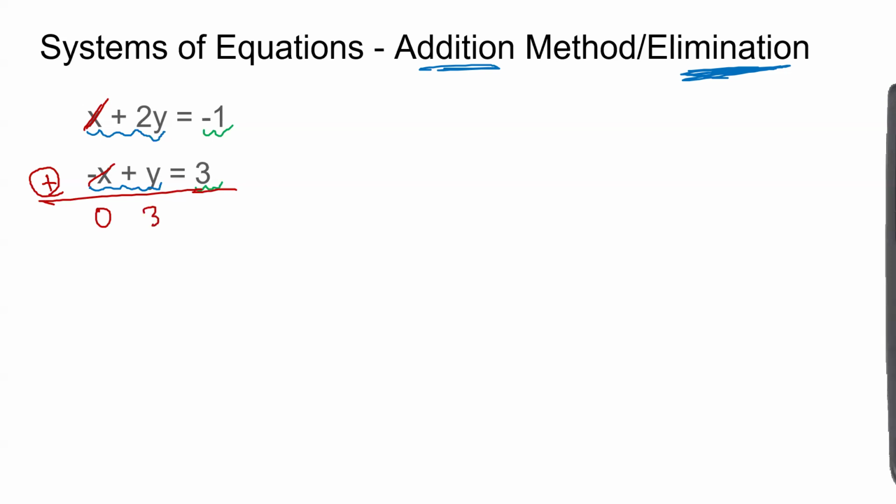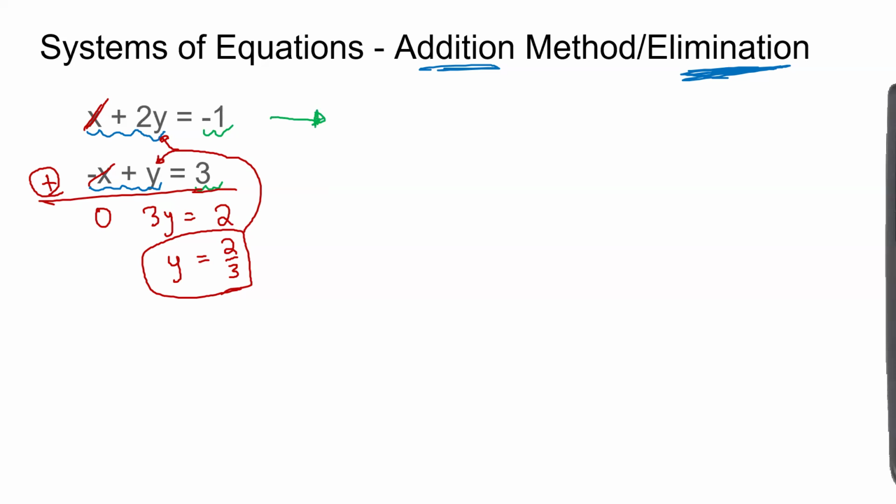2y plus y would be 3y. Remember, we're adding straight down. -1 plus 3 would be 2. So y is going to be equal to 2/3. I've already got one of my solutions right there. What do I do with it? I plug it back in somewhere, anywhere. I could go in here. I could go in there, whichever one looks easier. Here looks about the same. So let's take the top one, I guess, and we'll go into there.